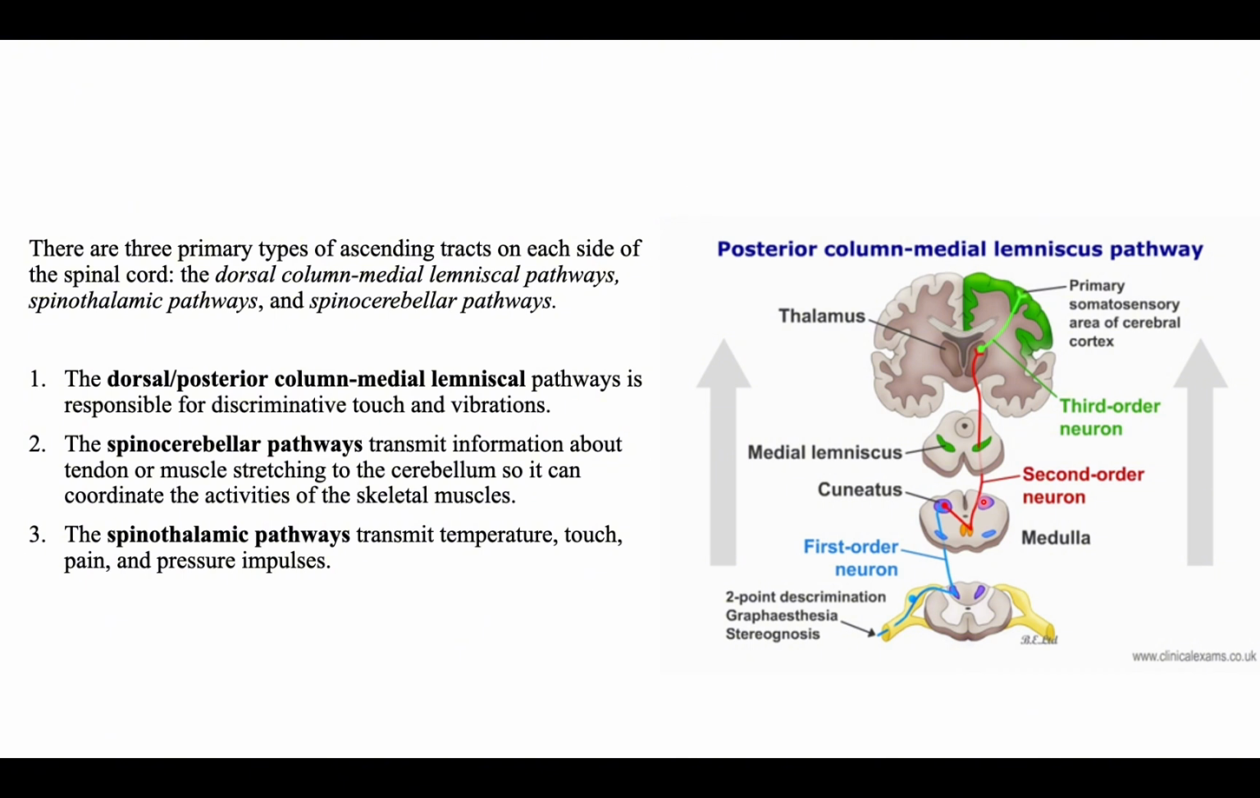Okay, posterior column. And it's important to know this, and we will soon get to know the sense or stimuli that this pathway is carrying. It is carrying 2-point discrimination, graphesthesia, and then stereognosis. So 2-point discrimination and then conscious proprioception.